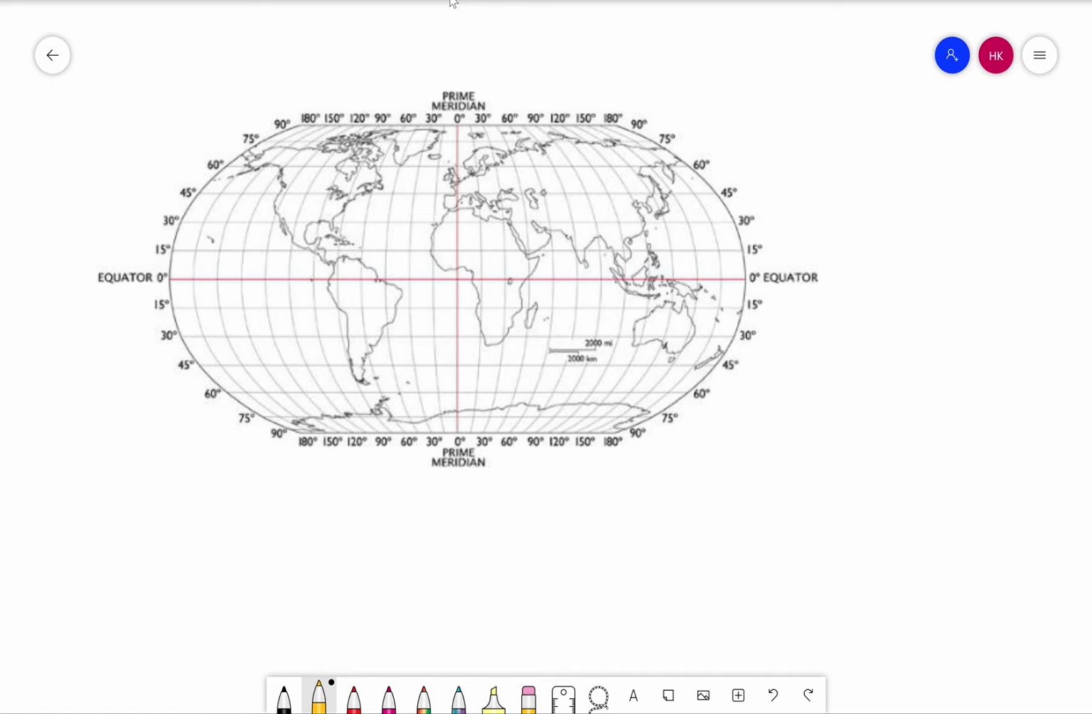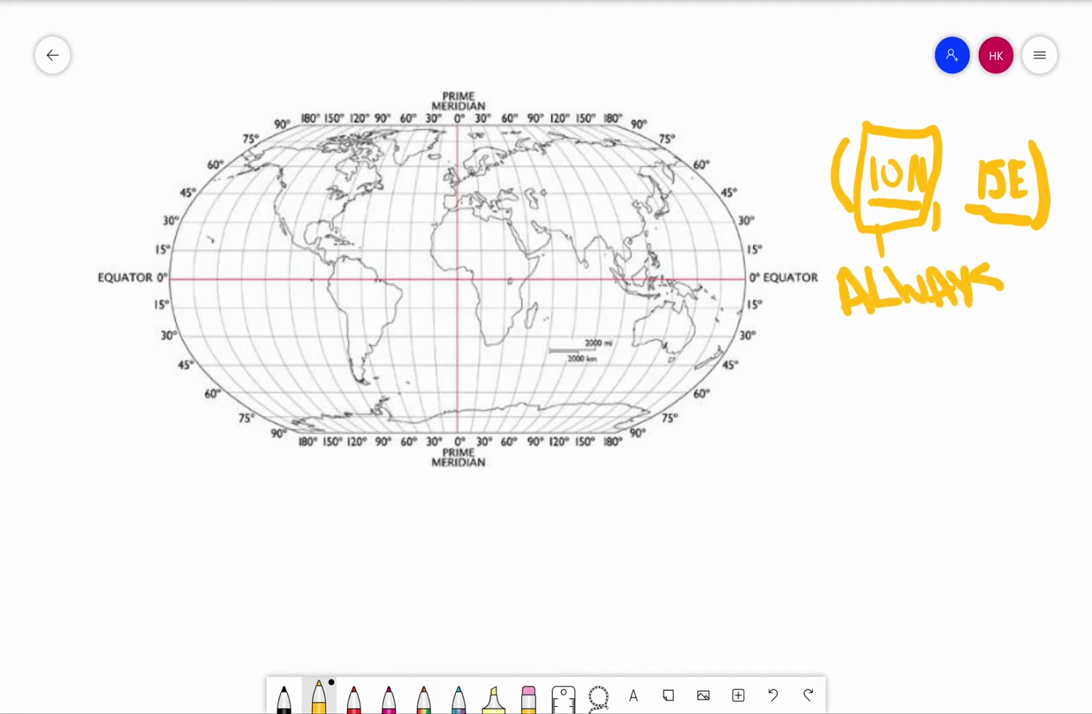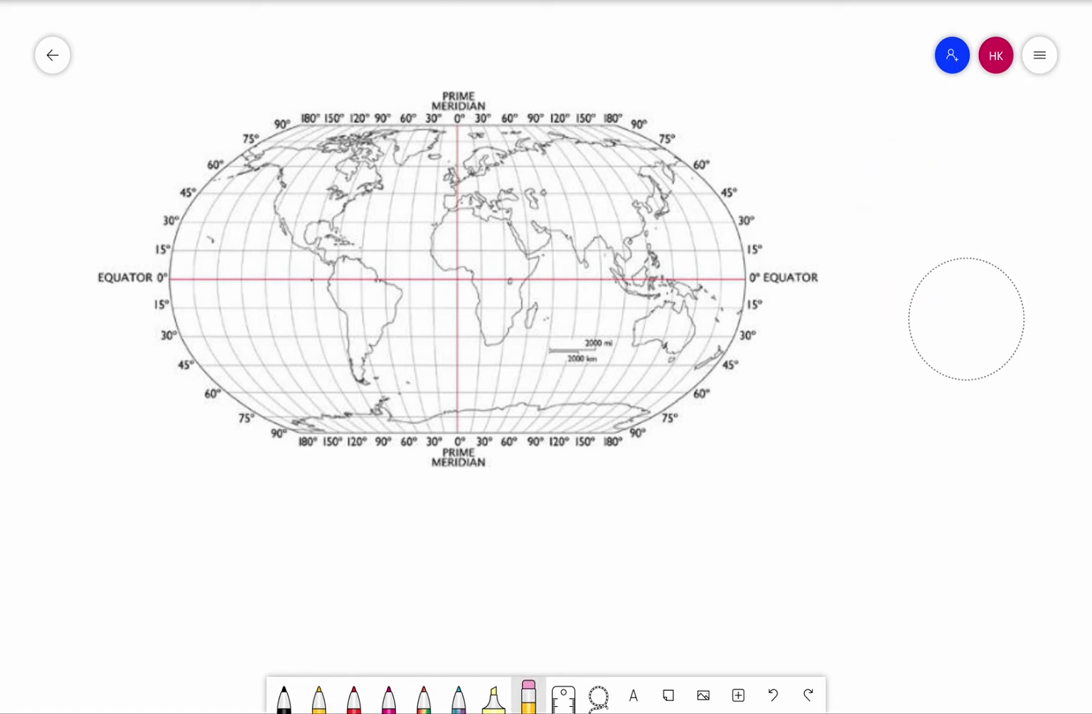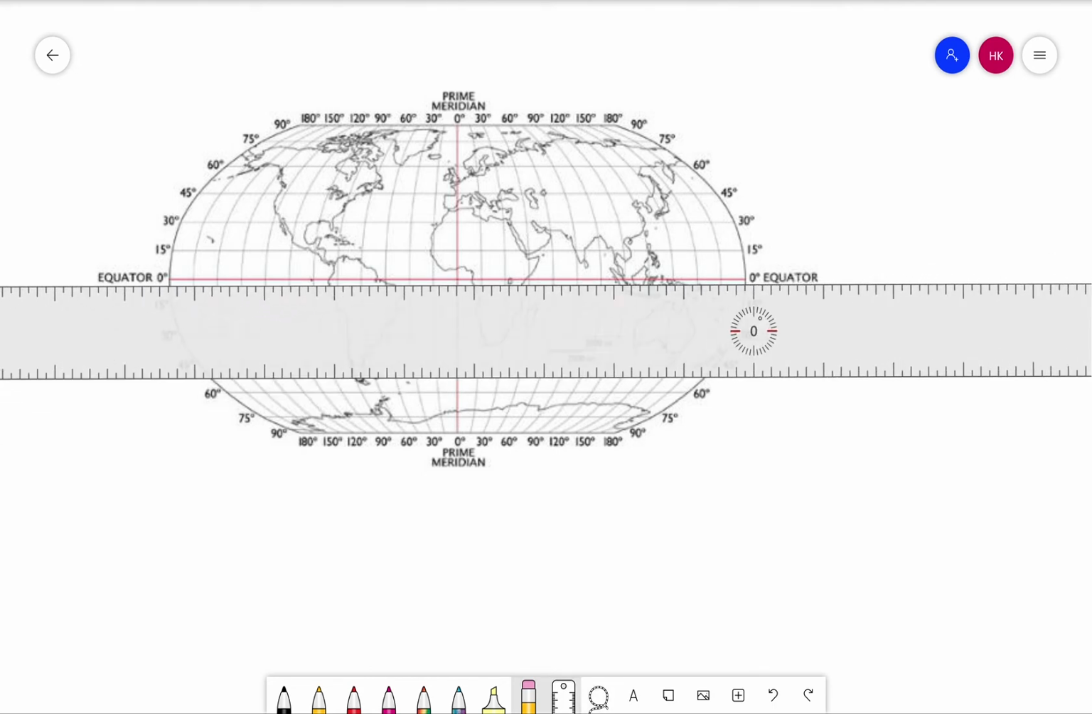Okay, we're going to start with latitude because when looking at coordinates, you have two numbers in a direction. So let's say this is 10 north and 15 east. Your latitude is always this number, okay? Always, always, always latitude first. So your latitude, we're going to draw them out real quick.